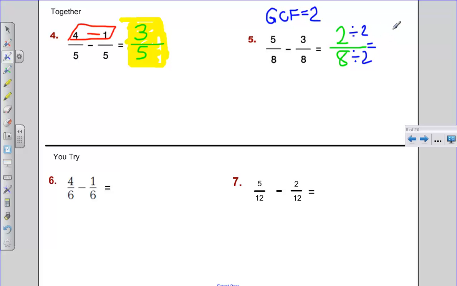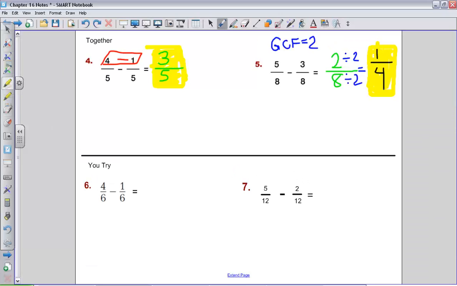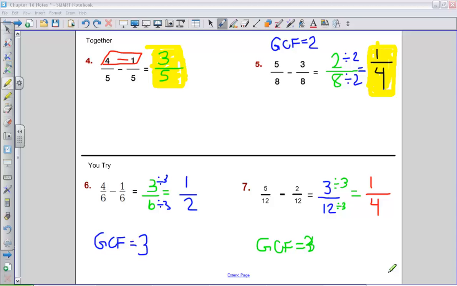2 divided by 2 and 8 divided by 2. 2 divided by 2 is 1. 8 divided by 2 is 4. So, final answer here in simplest form is going to be 1/4. Alright, now we've got a couple of you try problems down here. So you're going to try number 6 and number 7, and then we'll come back and see how you did.